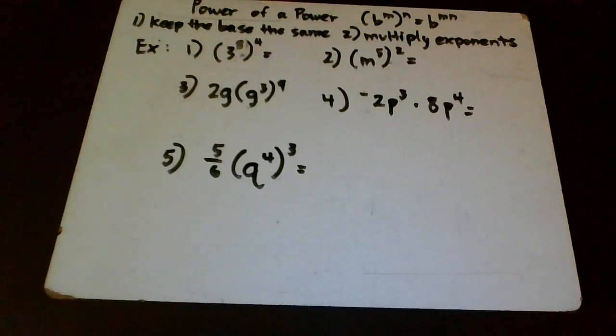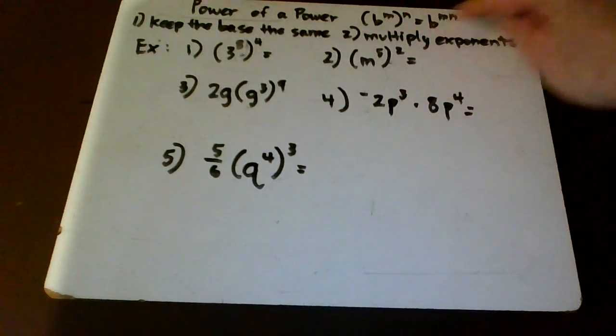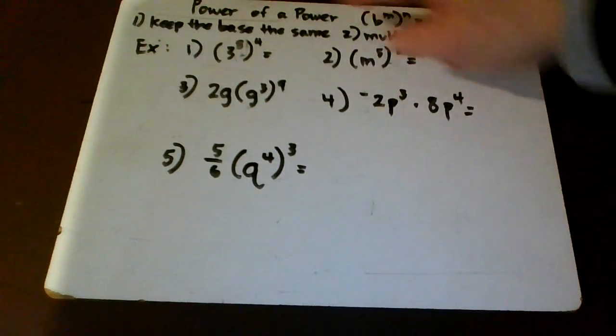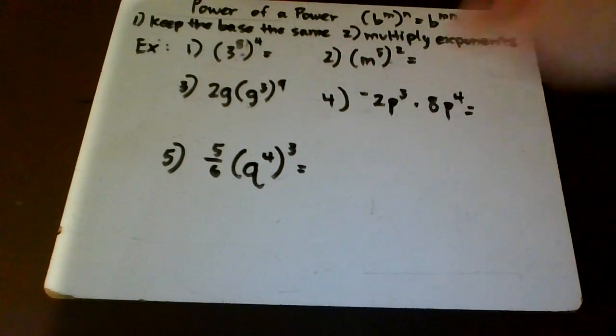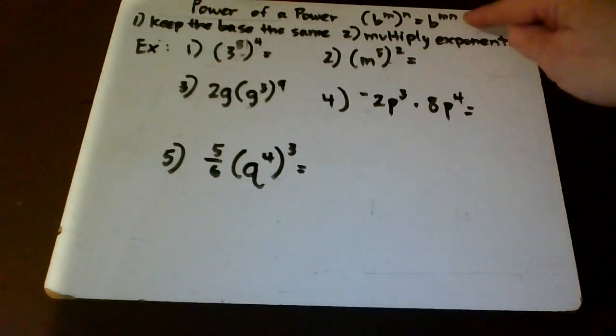Our next property is power of a power. The property states that b to the m, all to the n, equals b to the mn. When you see this, you can definitely see why it's called power of a power, because here's a power and it goes to another power.